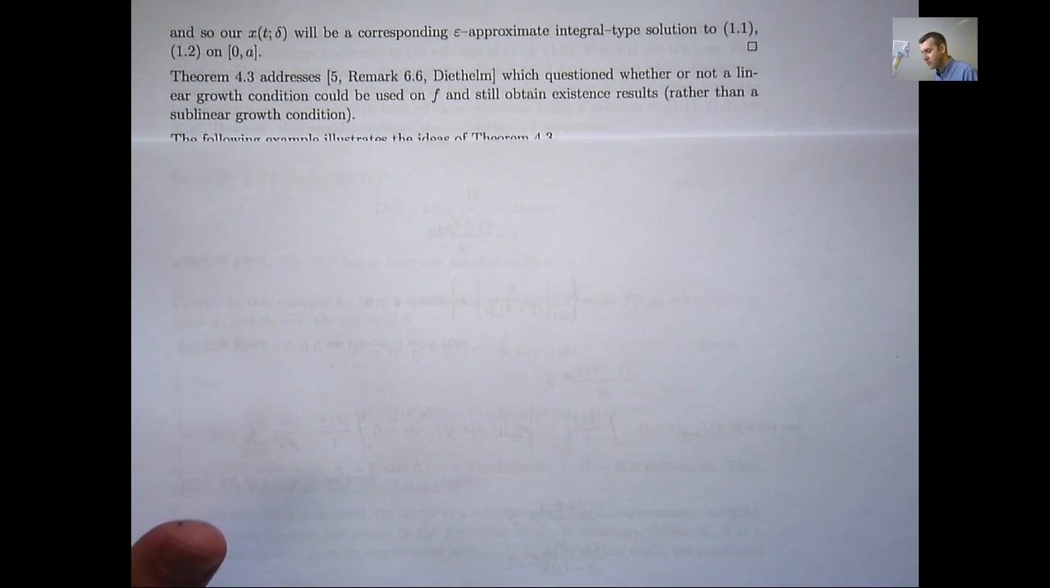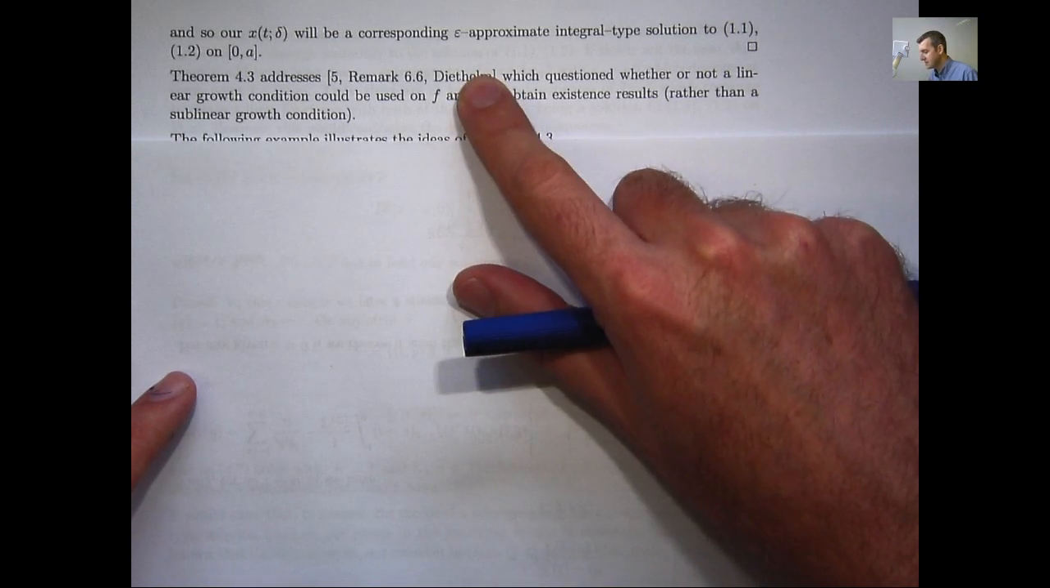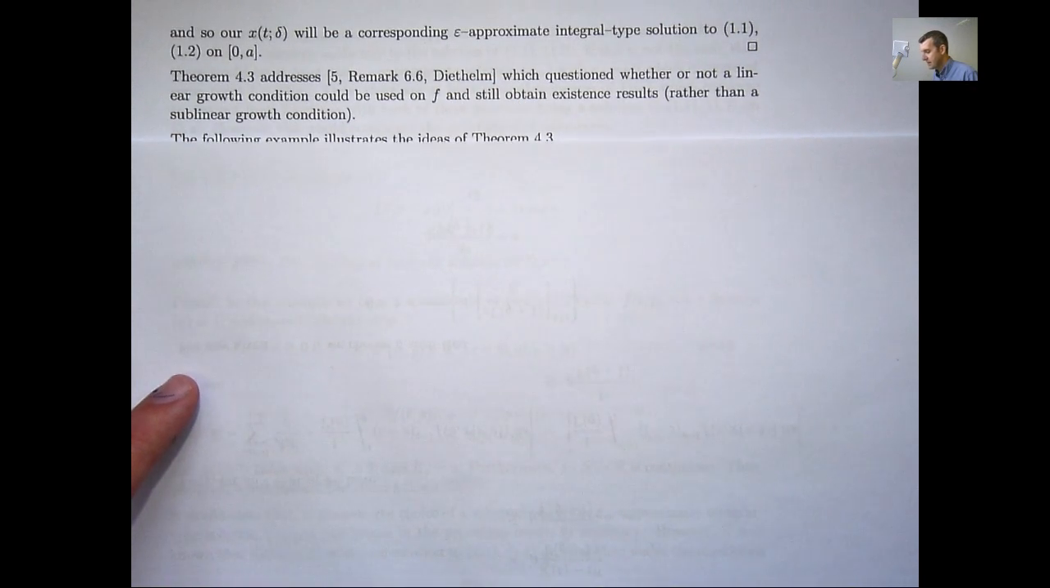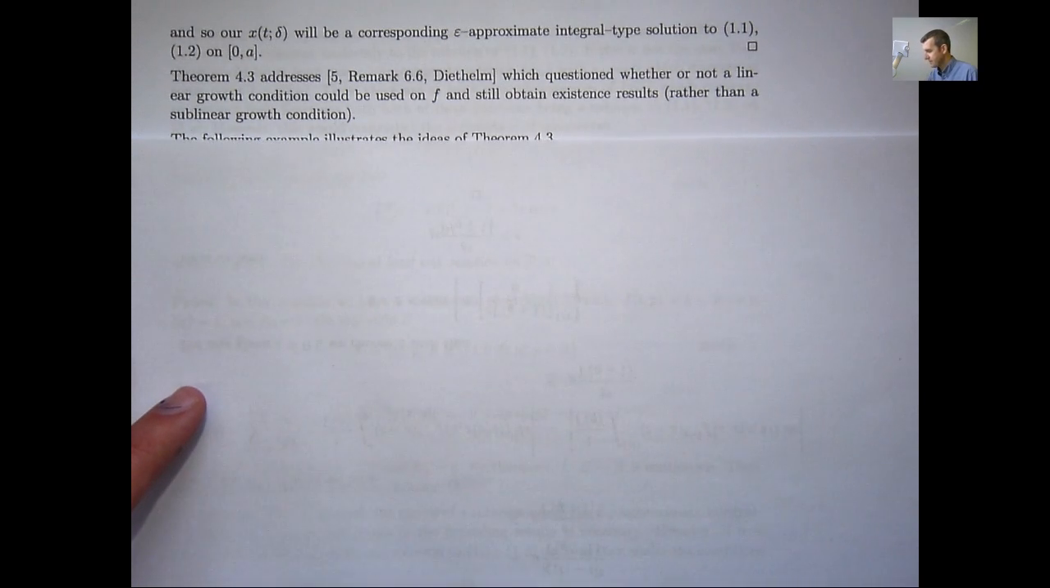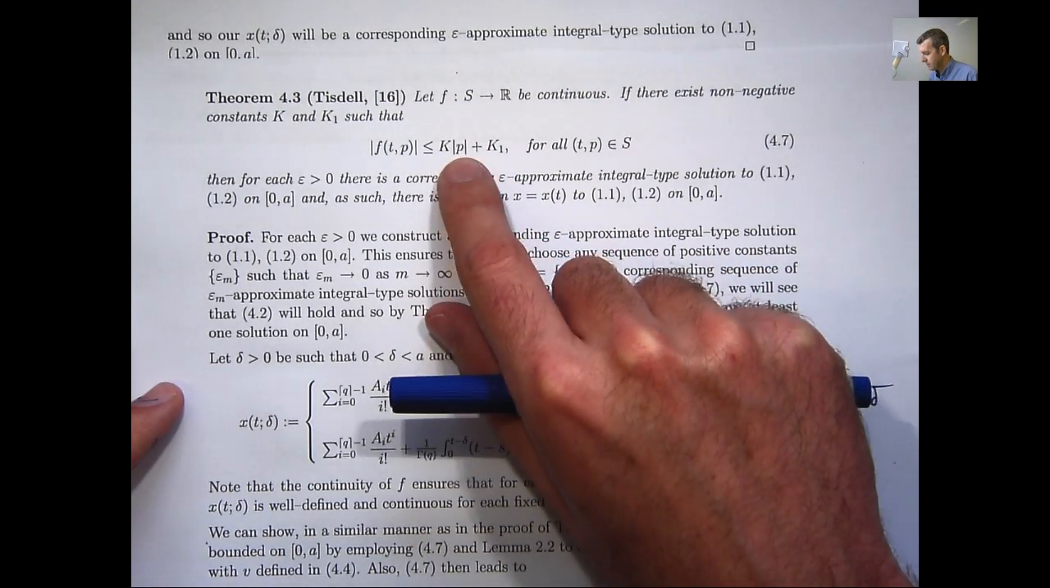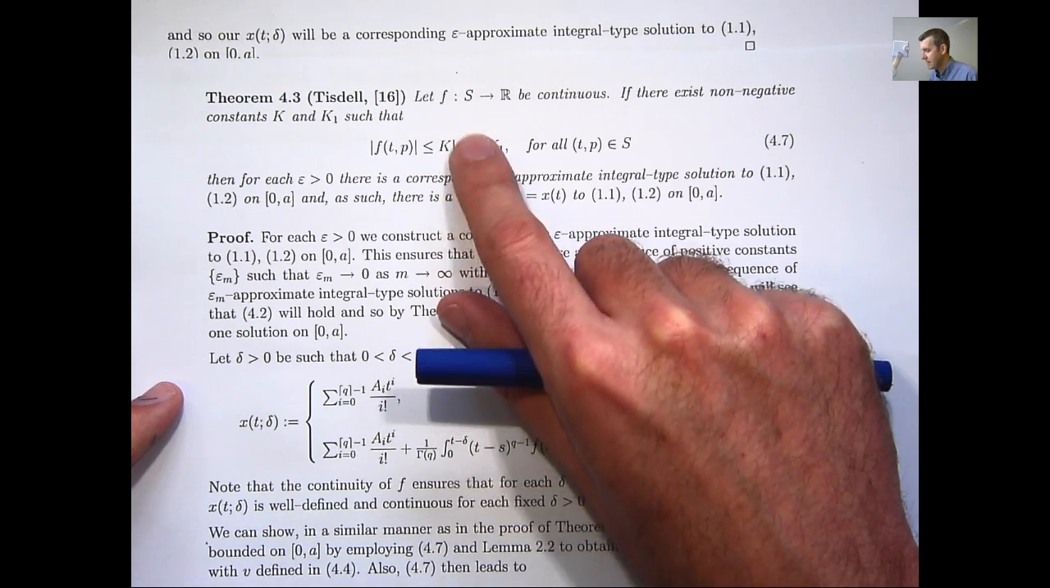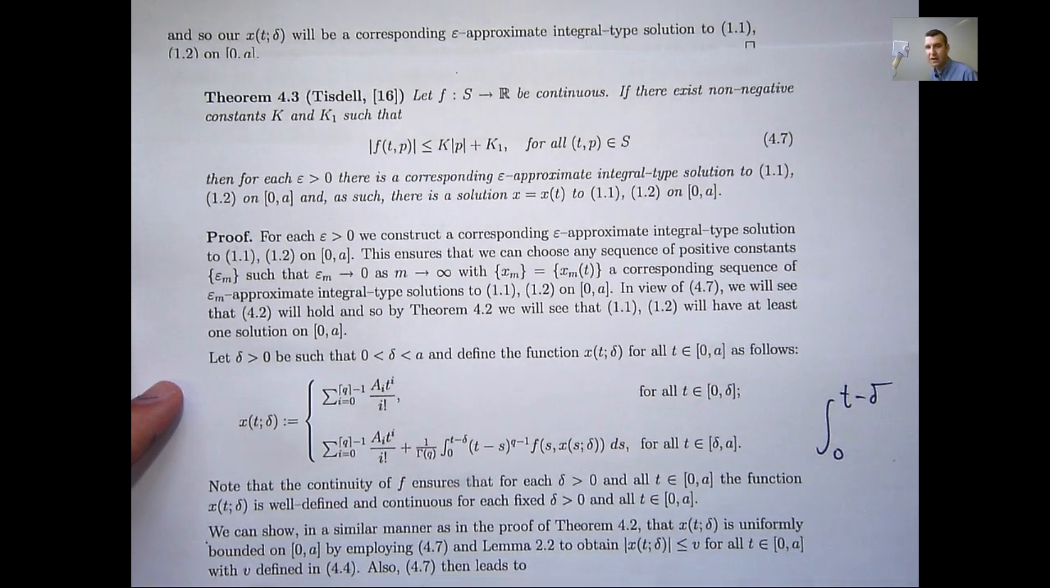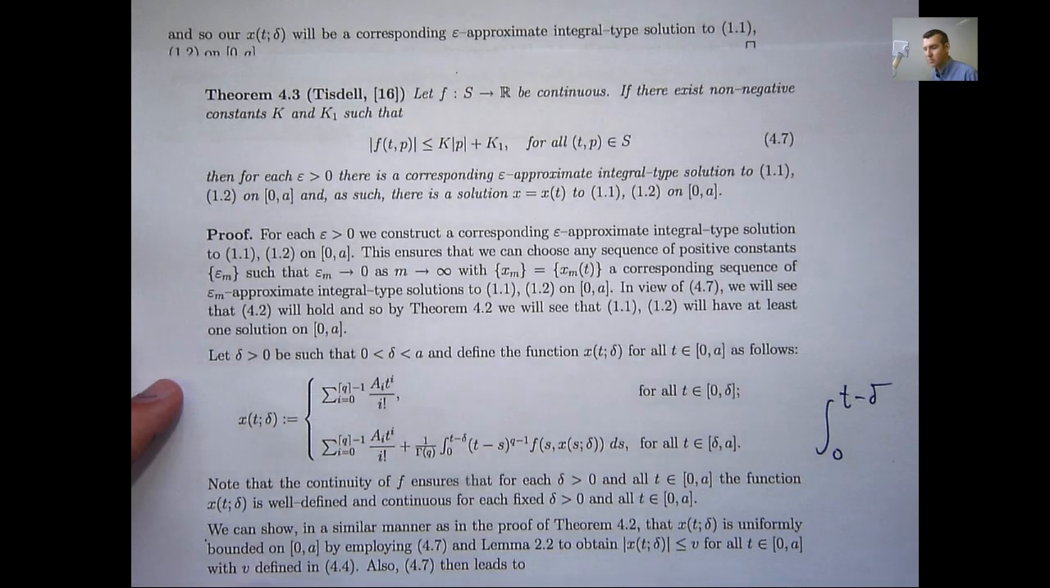All right, so theorem 4.3 addresses a remark in Diethelm's recent book, which questioned whether or not the linear growth condition on f could be used to still obtain existence theorems. I think in Diethelm's book there, he uses a sublinear growth condition. By that I mean instead of having absolute p to the power 1 here, it'd be absolute p to the power alpha, where alpha is strictly less than 1.